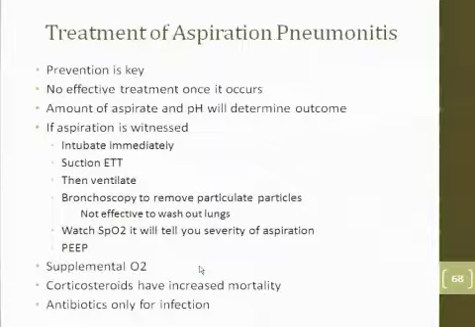Prevention is key. There's really no treatment once you get aspiration. You're on the bad end of it if that's the case. The amount aspirated and the pH are really what determine the outcome. If aspiration is witnessed, then what I do is immediately intubate. Put on cricoid pressure, suction the mouth, intubate. Once you intubate, do not ventilate. As soon as you know the tube is in the trachea, put a suction catheter in and suction the person out.